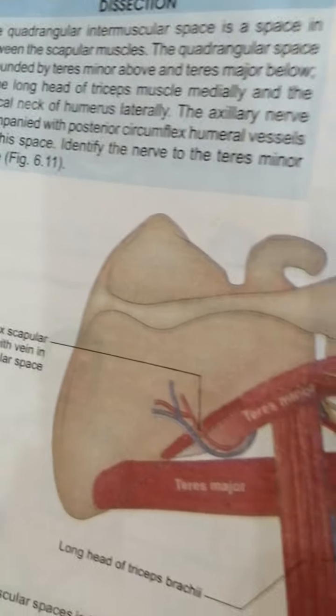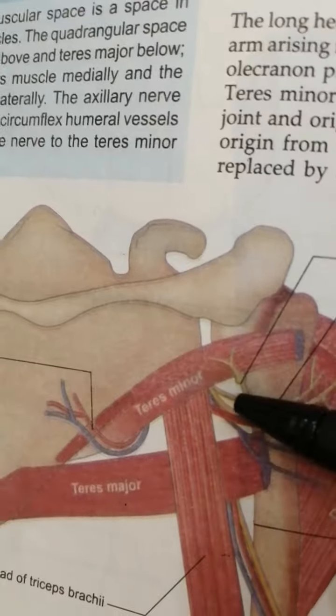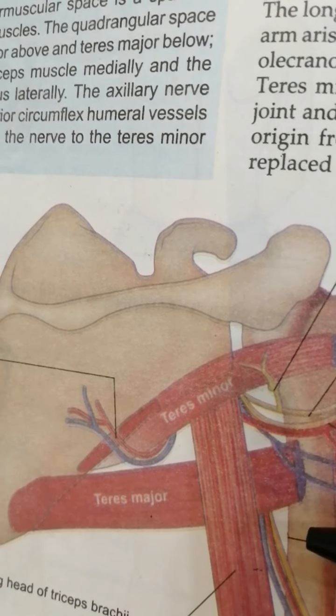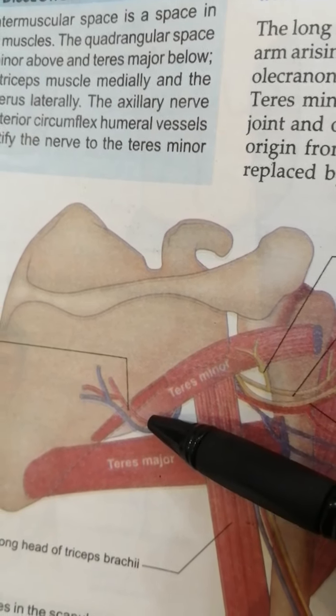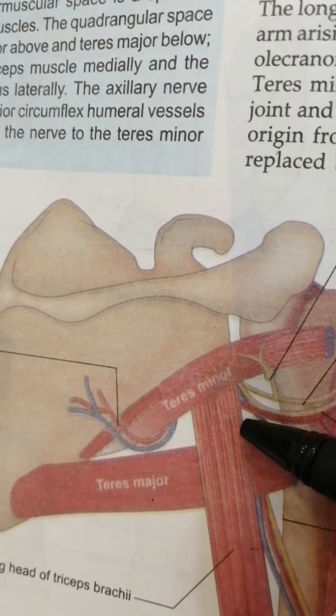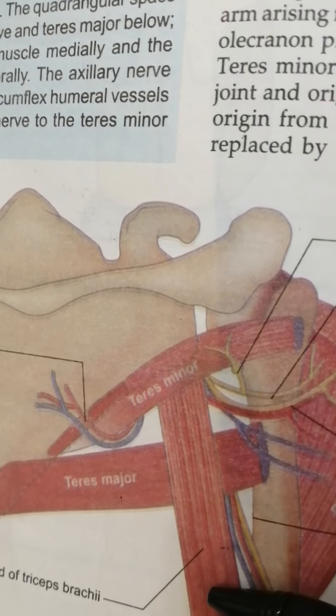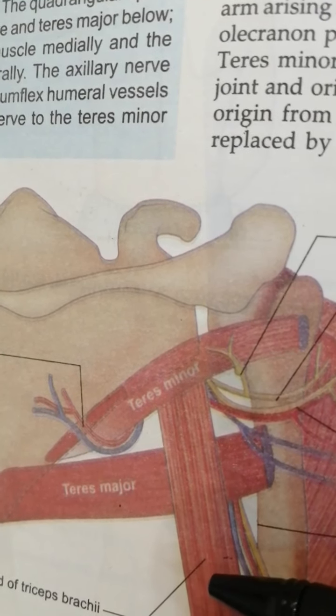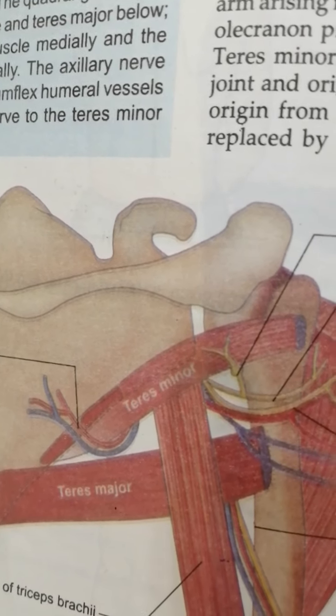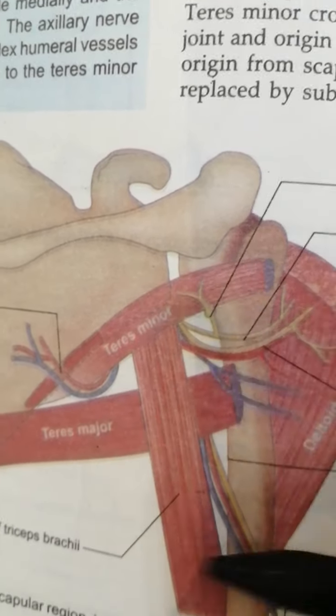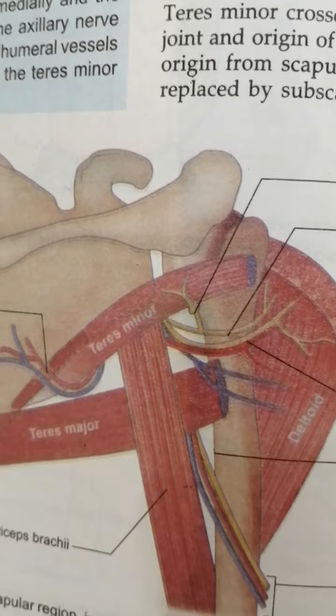So these potential spaces are the intermuscular spaces, and they are formed between the lateral border of the scapula and the medial side of the humerus, along with the long head of triceps brachii, and the teres minor, subscapularis and teres major muscles. These are the muscles that are involved in the intermuscular spaces.